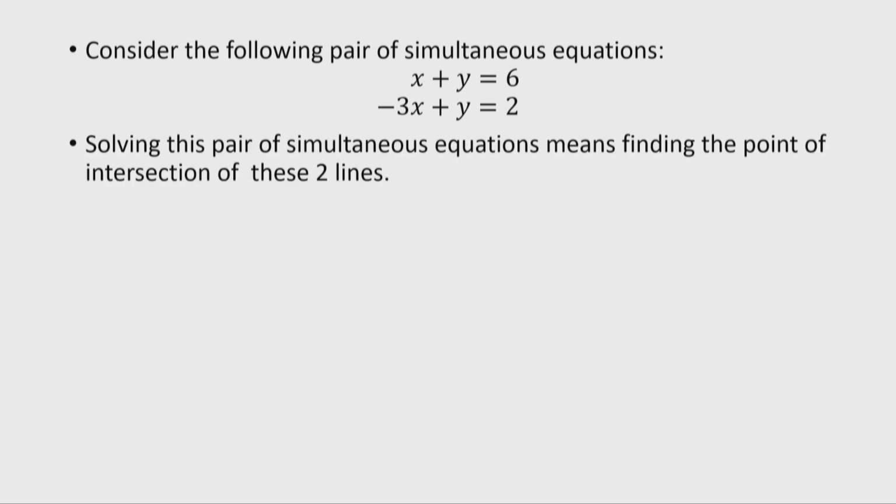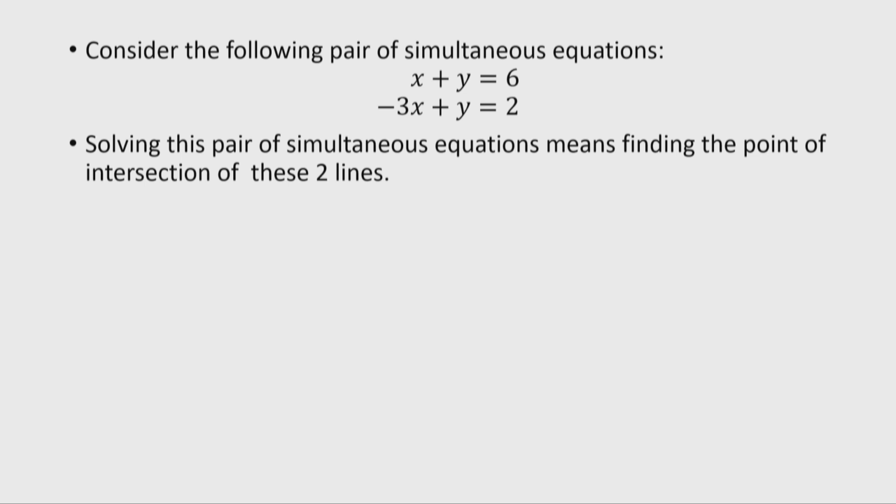Now let us consider the following pair of simultaneous equations. x plus y equal to 6 and minus 3x plus y equal to 2. So what does it mean to solve the following pair of simultaneous equations? It means that we are going to find the point of intersection of these 2 lines. In other words, solving a pair of simultaneous equations means finding the point of intersection of the 2 lines.